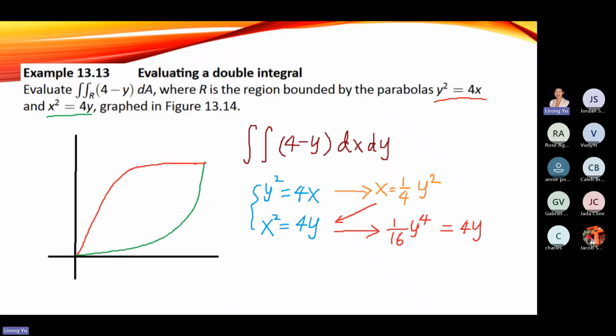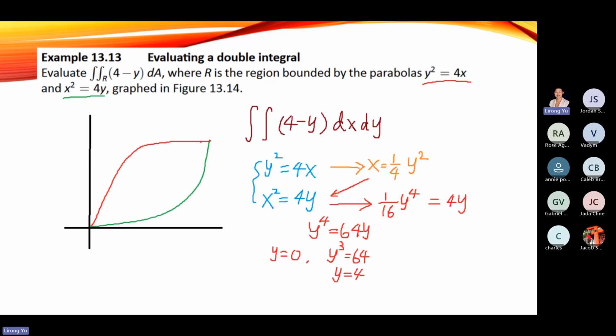Then we have the y. I mean, y is supposed to be dy, right? Dx dy. Y has to have numerical boundary. So what I went ahead to try to solve it: multiply both sides of the equation by 16. Y to the 4th equal to 64y.